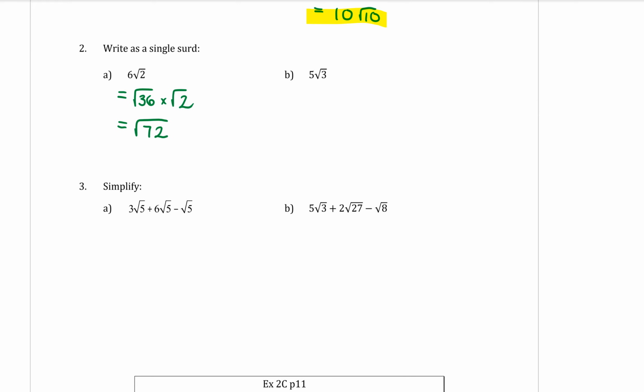Okay, let's do it again. The 5 out the front, we want to put it back under a square root sign. So 5 squared is 25. 5 is the same as root 25. I also have the square root of 3 there. Now I combine the two surds, multiply what's underneath. 25 times 3 is 75.